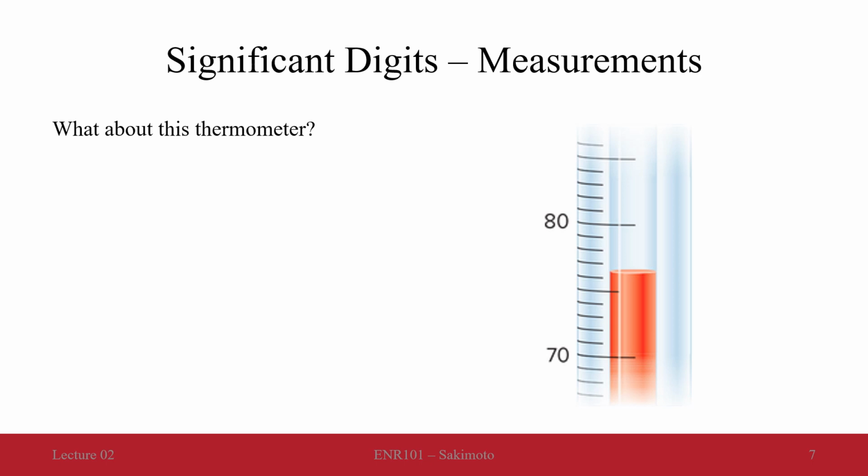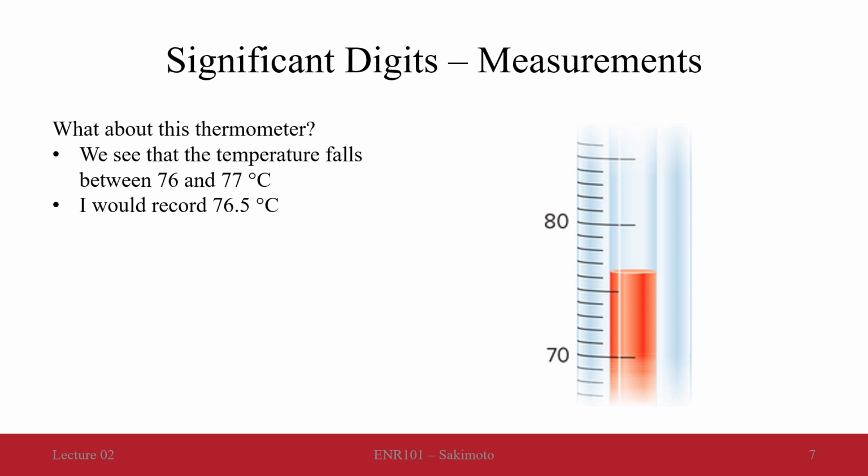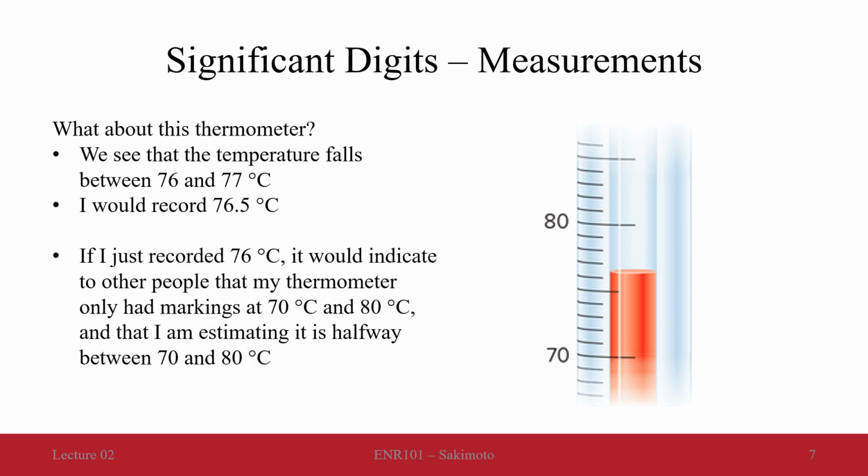Let's do another example. Let's take a look at this thermometer. In the case of this thermometer, we see that the mercury level falls between the line denoting 76 and 77. So we would record 76 and estimate one more digit, 76.5 degrees Celsius.